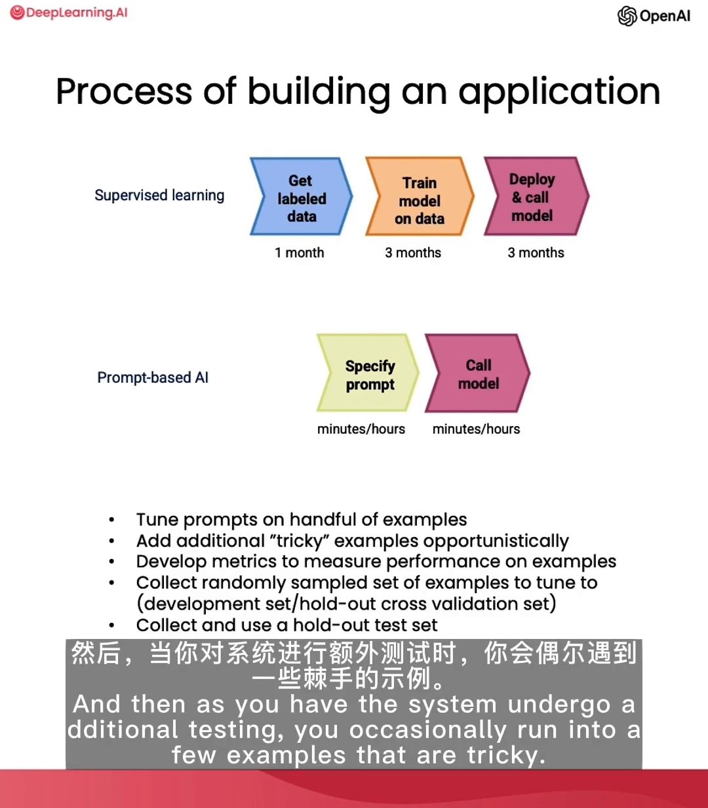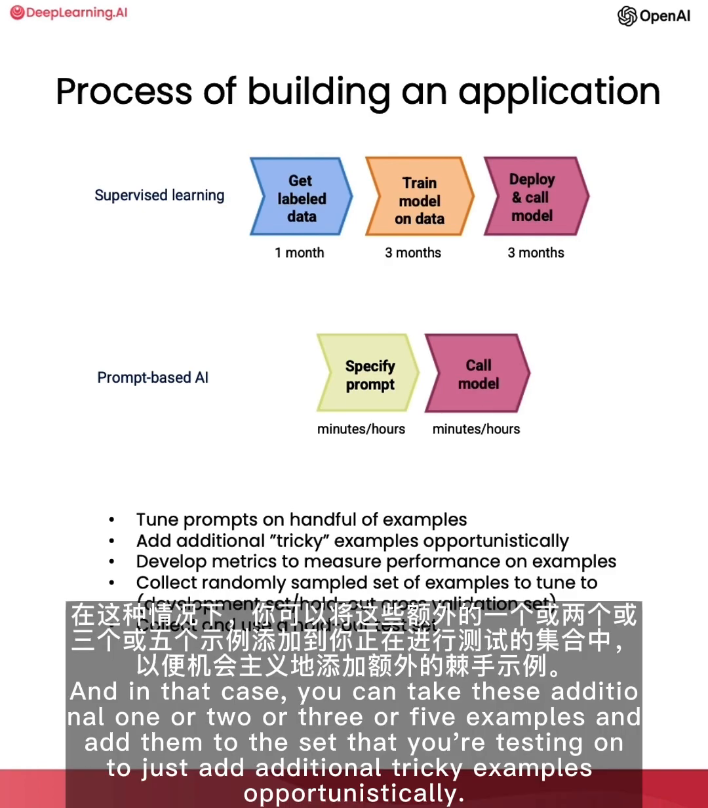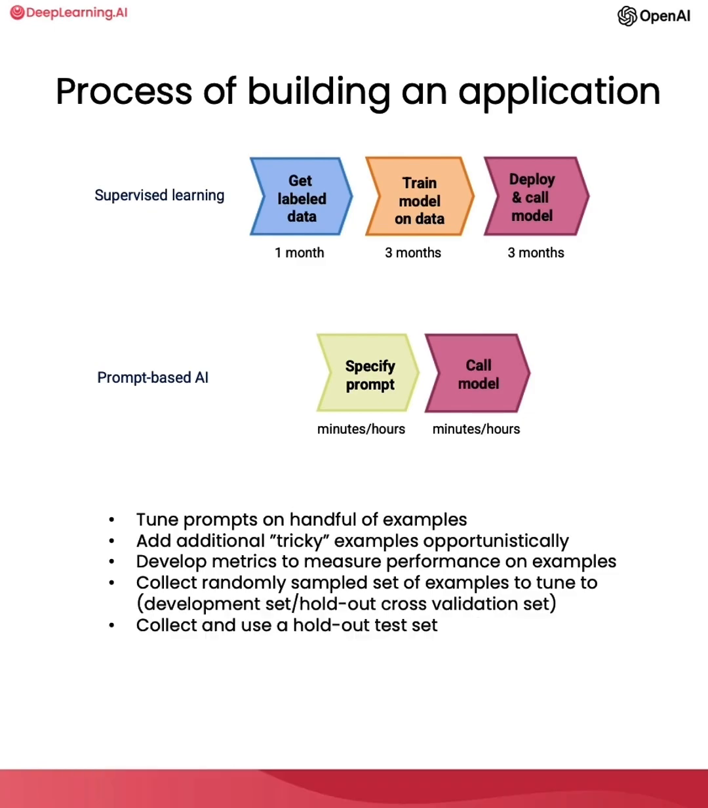And then as you have the system undergo additional testing, you occasionally run into a few examples that are tricky. The prompt doesn't work on them, or the algorithm doesn't work on them. And in that case, you can take these additional 1 or 2 or 3 or 5 examples and add them to the set that you're testing on, to just add additional tricky examples opportunistically.